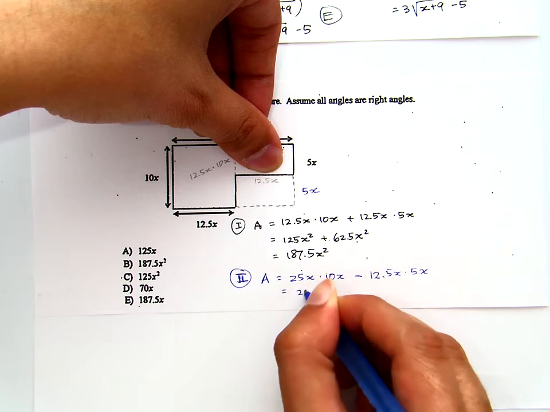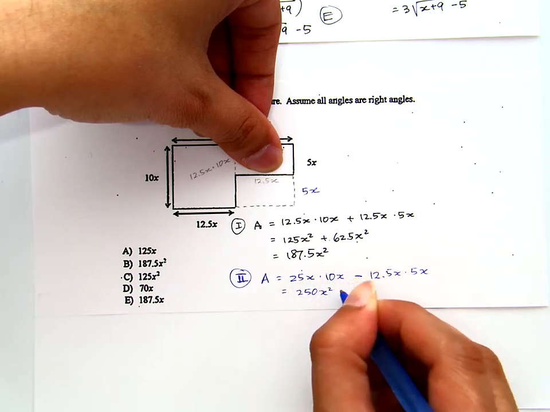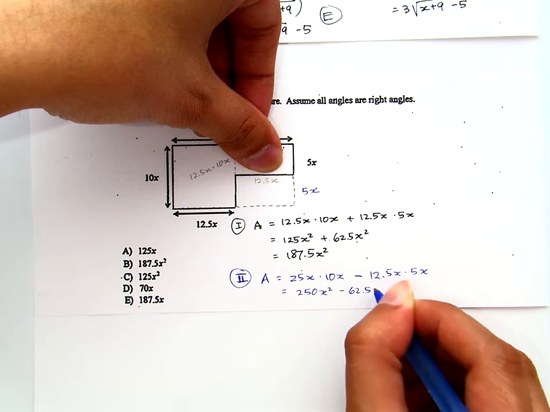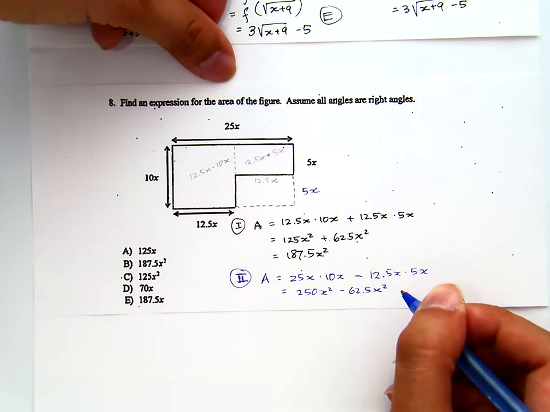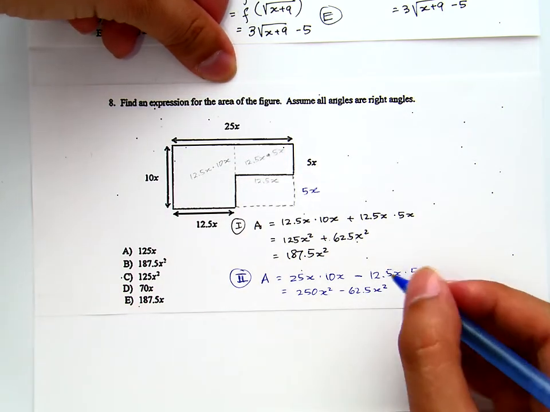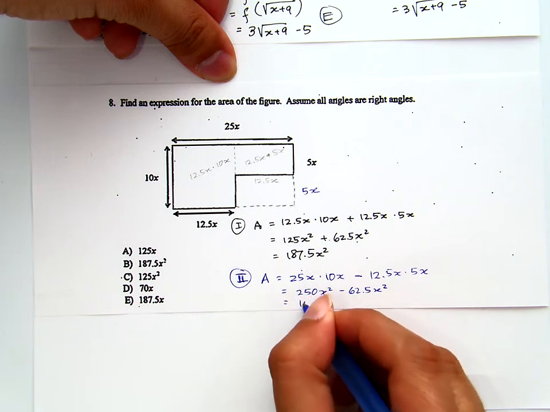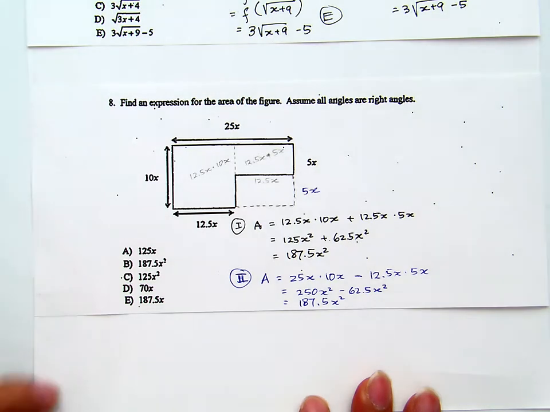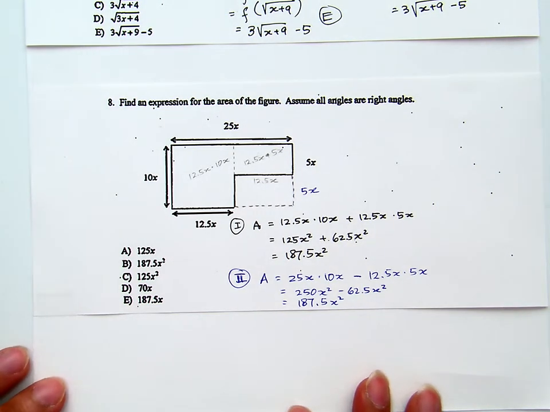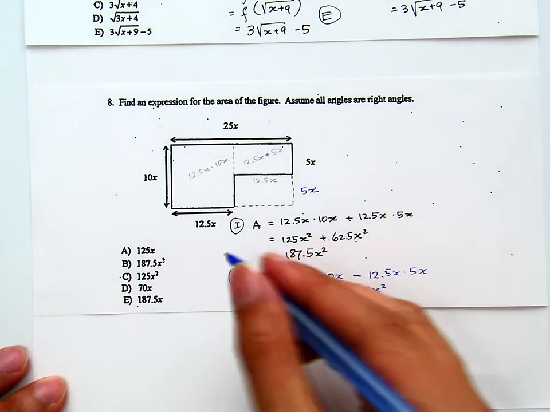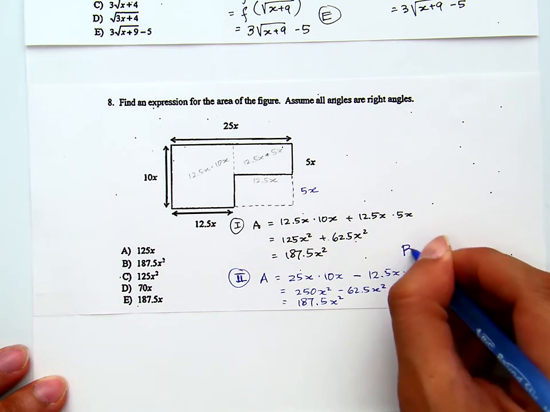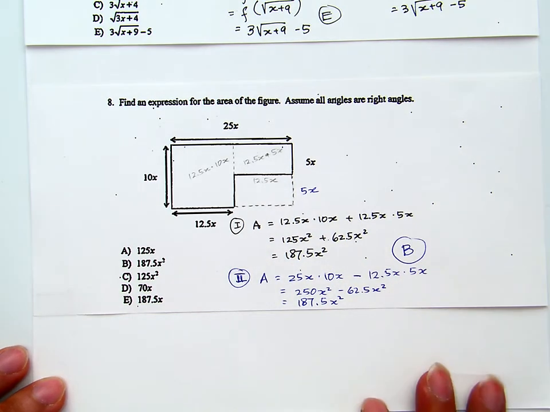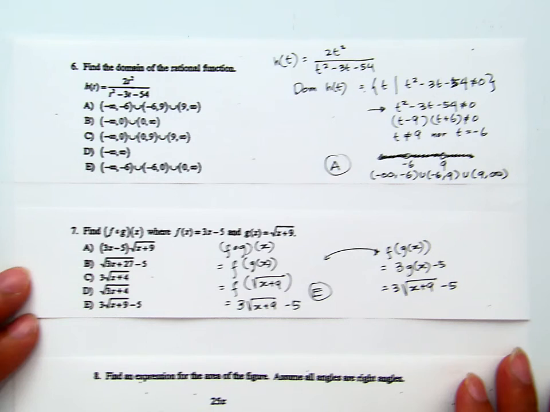This is equal to 250x squared minus 62.5x squared, right? And that's equal to 187.5x squared. Okay, the same as the one we have with the first method. Both of them will give us answer B. Okay, now this is from Fall 2008, Math 125, Department Final, number 6, number 7, and number 8.